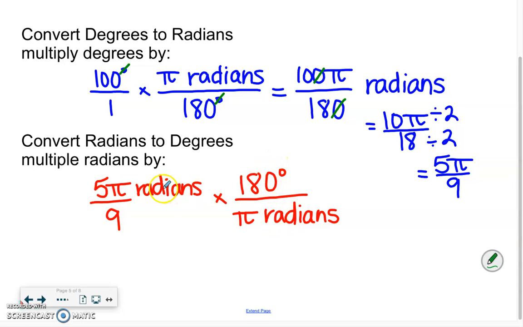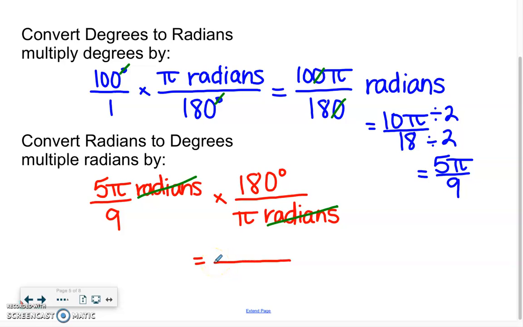The reason why it's flipped is because of that rule where something on the top can cancel with something on the bottom. In this case, we're trying to cancel the radian unit of measure and leave with degrees. So we need the radians that are on the top to cancel with the radians that are on the bottom and leave us with a degree measurement. And so if we do that, we're going to cancel those radians, and then we're going to multiply top times top. So 5 times 180, or 5 pi times 180.